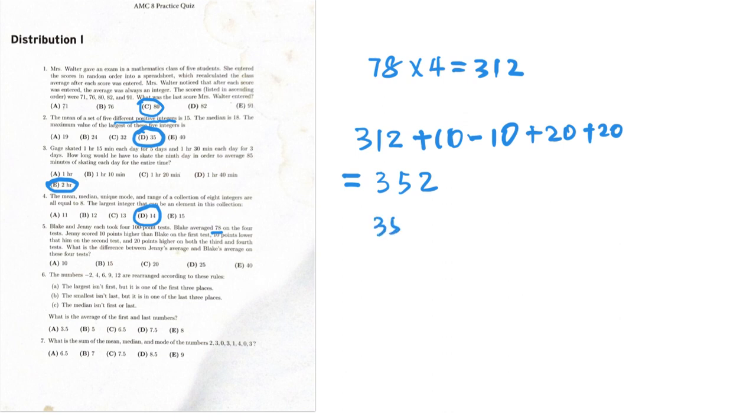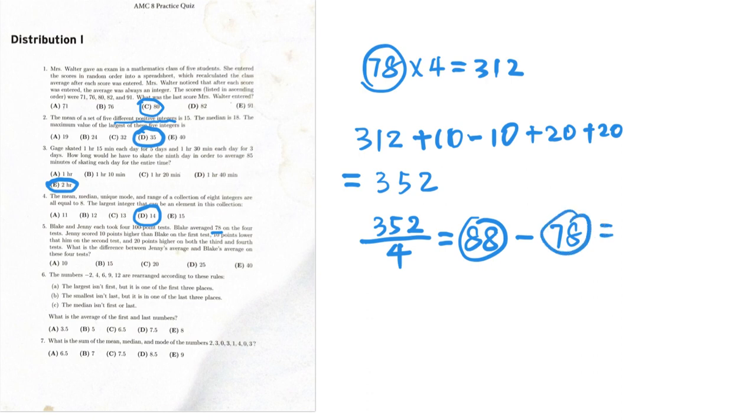Average, that will be 352 divided by 4. That is 88. So Jenny's average is 88. And Blake's average is 78. So for the difference, we use 88 minus 78. That is 10. So the answer is A.